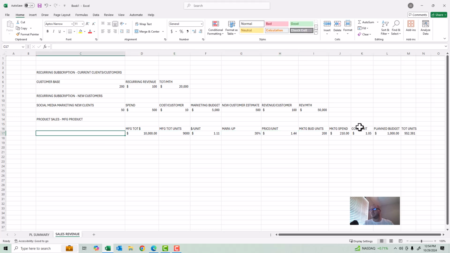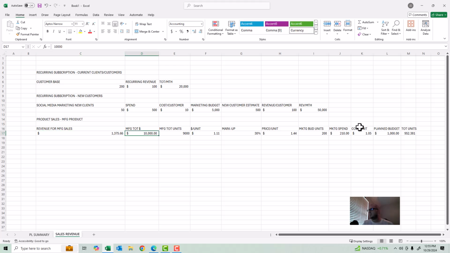So I'm going to come back over here and I'm going to say revenue for manufactured sales equals $1.44 times my new expected total units sold, and I estimate $1,376 a month from these manufactured sales. Now let's see. We may adjust this later.